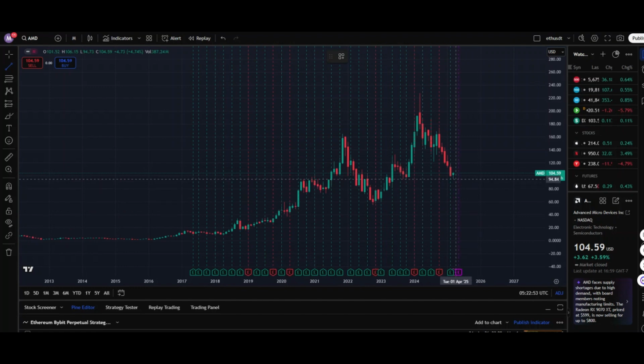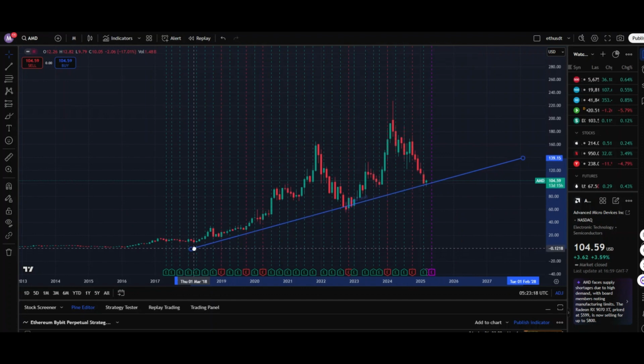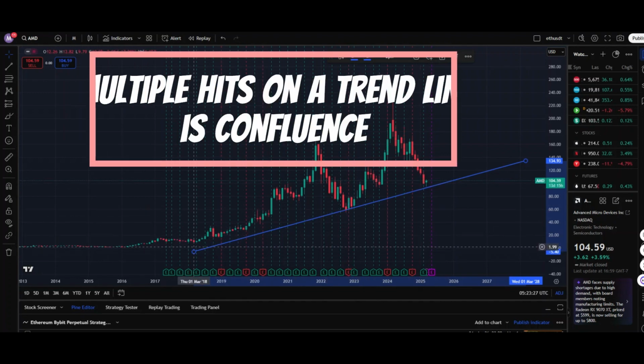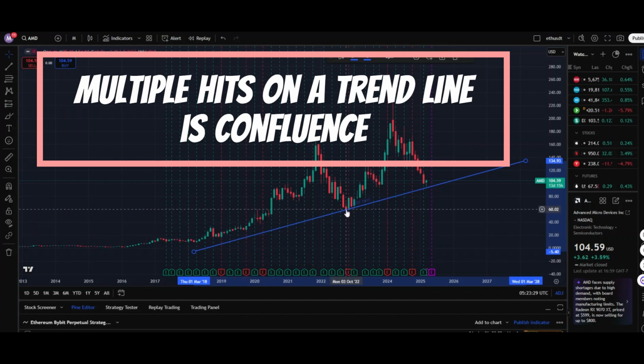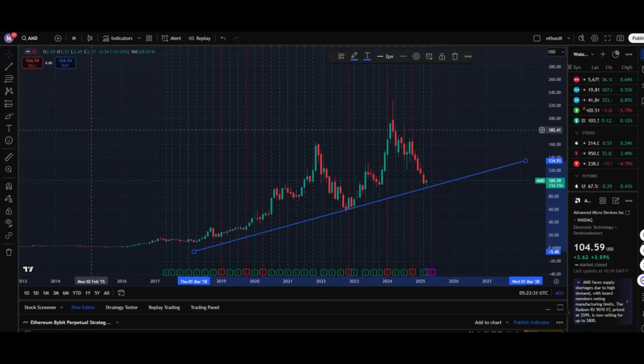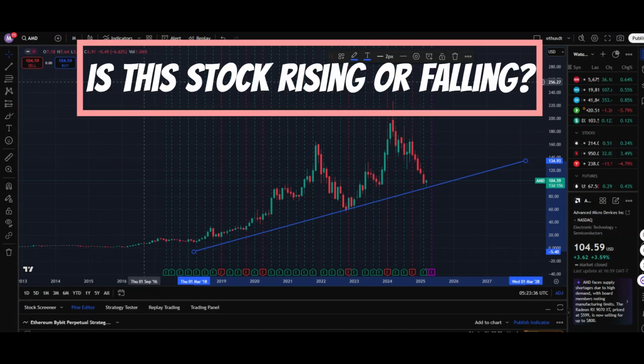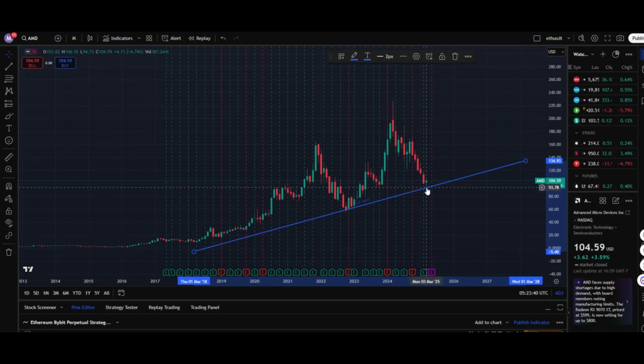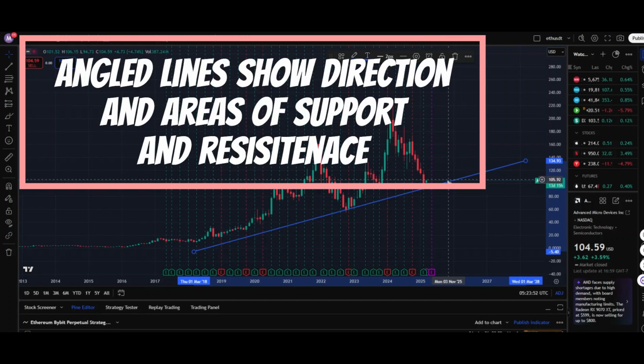Over here, you can take these lines, and I can actually make a line, and we can see a general trend line where it hits 1, 2, 3, 4, 5, 6, 7, all these different patterns. That's what we're looking for, how many times it actually hits the line. Does that line look like it's going up or going down? It looks like it's going up to me.